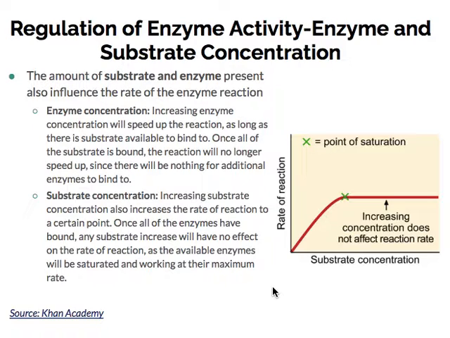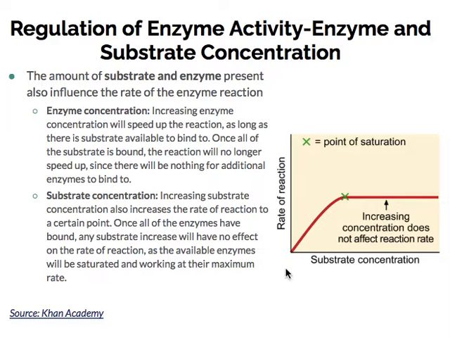The substrate concentration works in a really similar way. If you increase the concentration, it's also going to increase the rate of the reaction to a certain point. Once all the enzymes have bound, any substrate increase will have no effect on the rate, as the available enzymes will be saturated and working at their maximum rate.